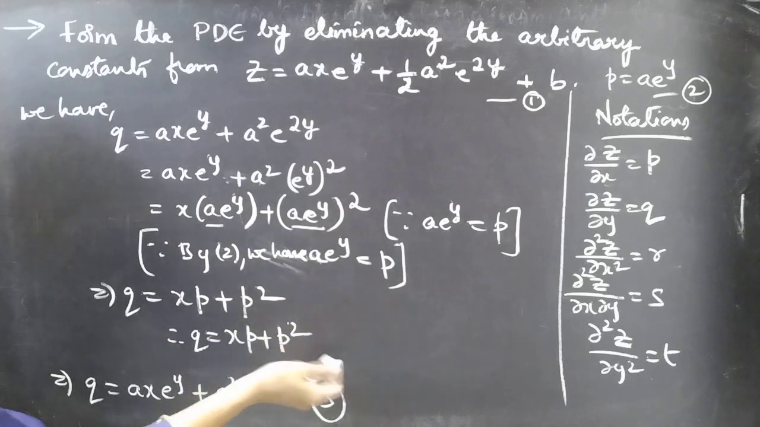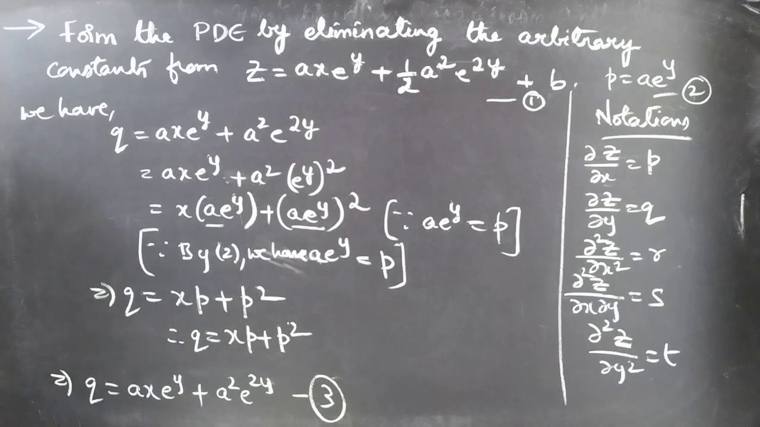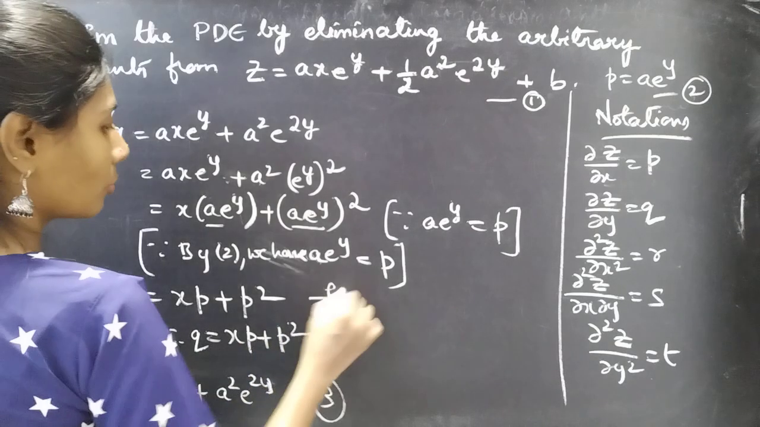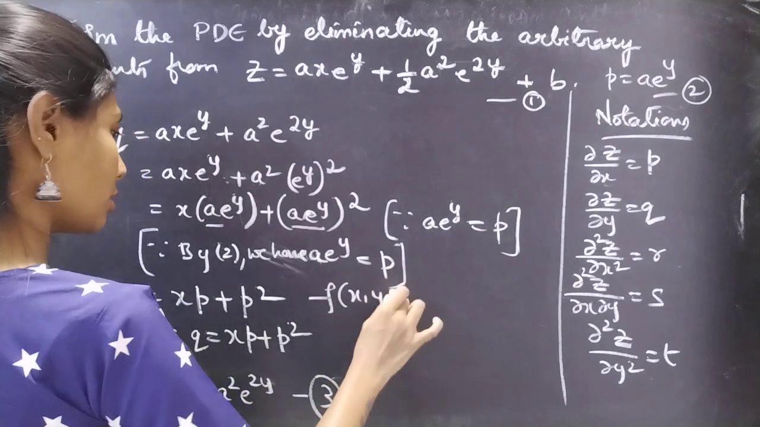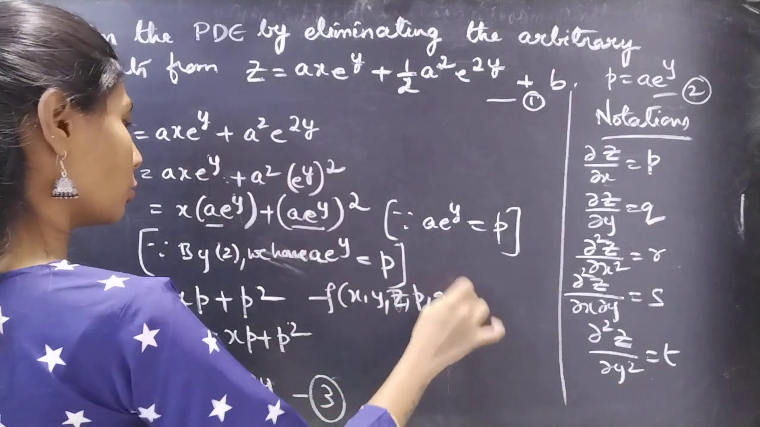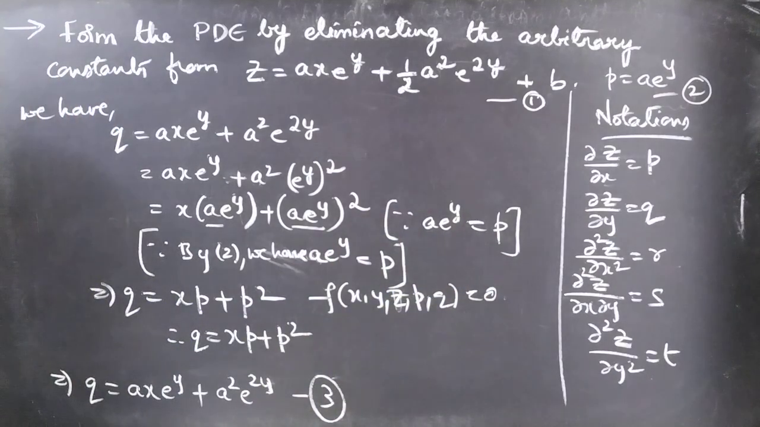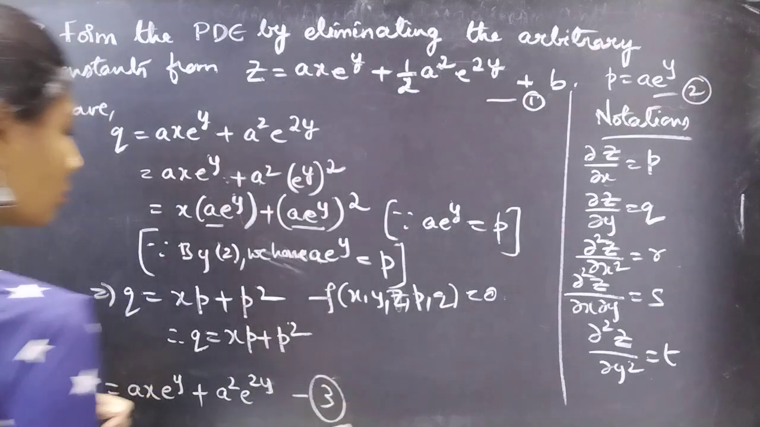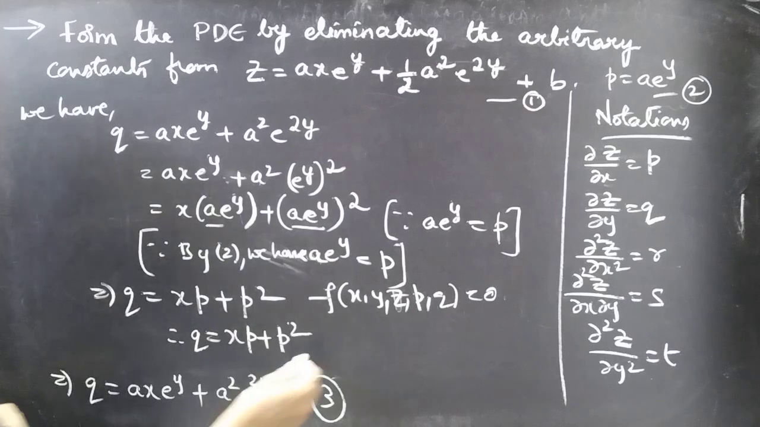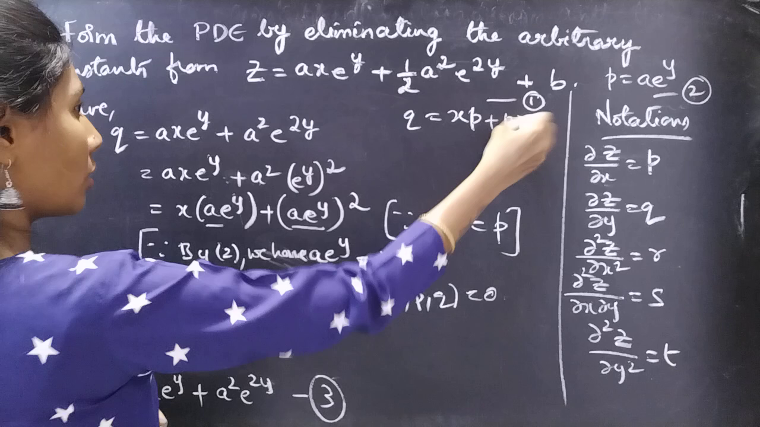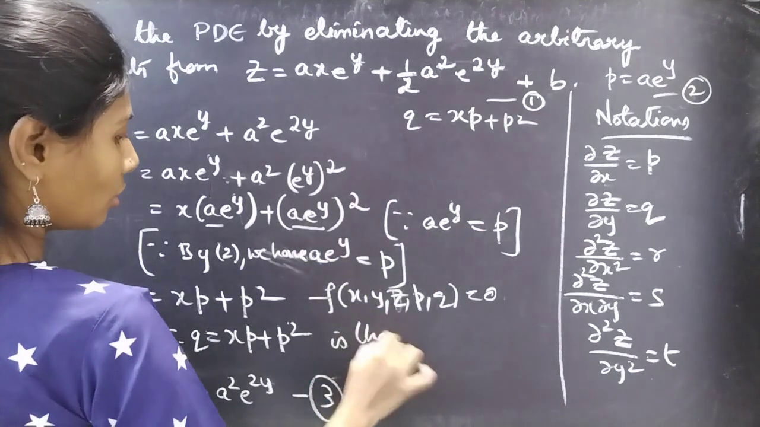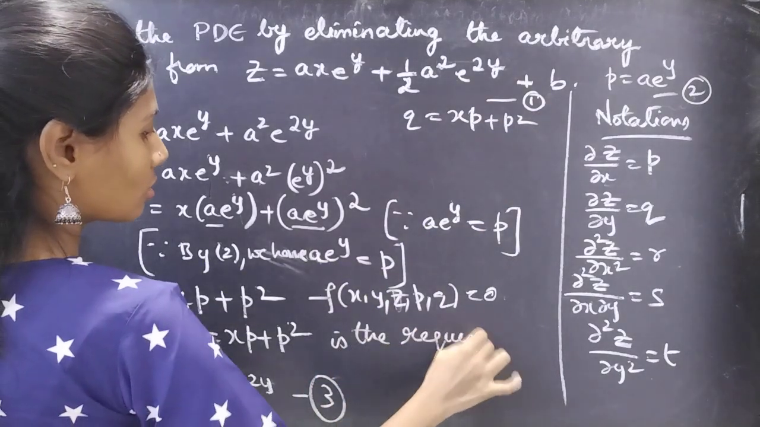See, it does not involve any arbitrary constants, and this equation is also of the form f of x, y, z, p, q equal to 0, right? It involves q, x and p, right? So this is the required partial differential equation. Therefore q equal to xp plus p square is the required partial differential equation. This completes the problem.